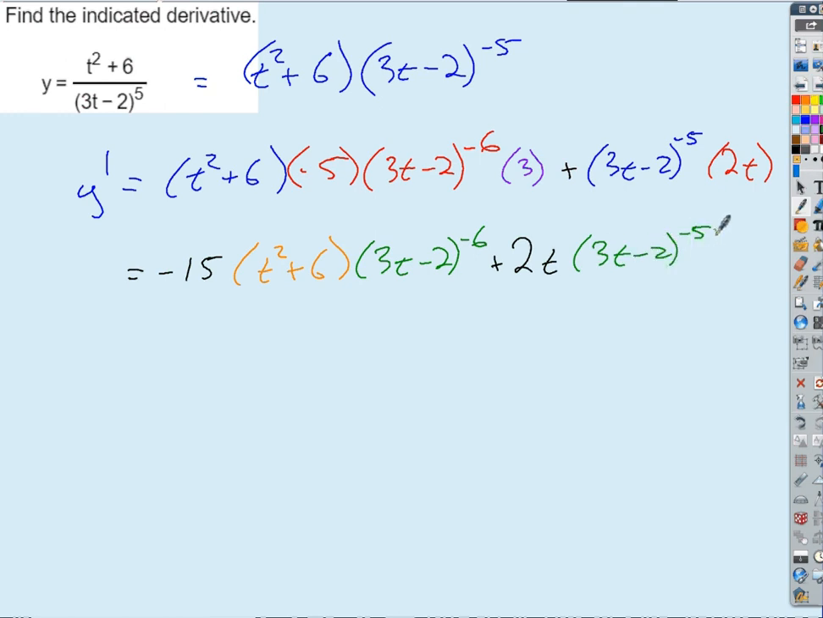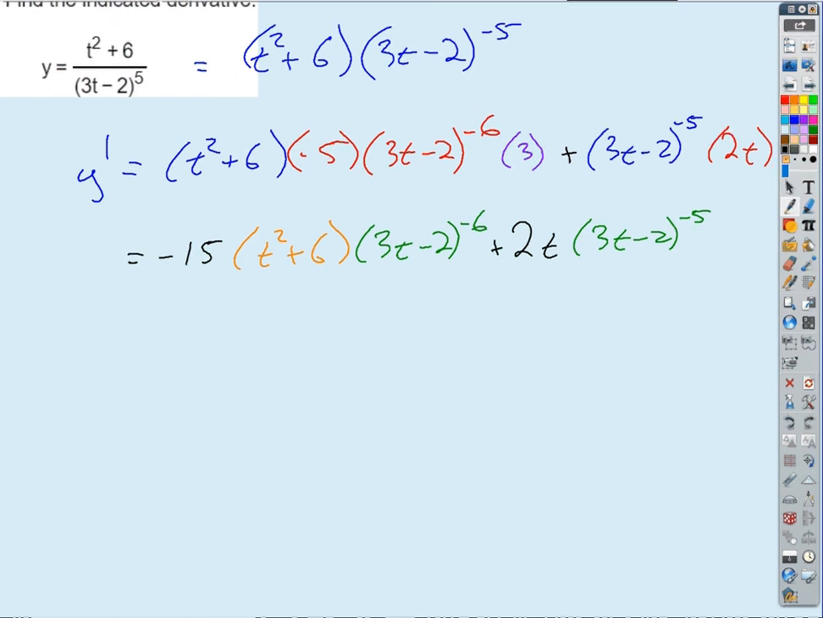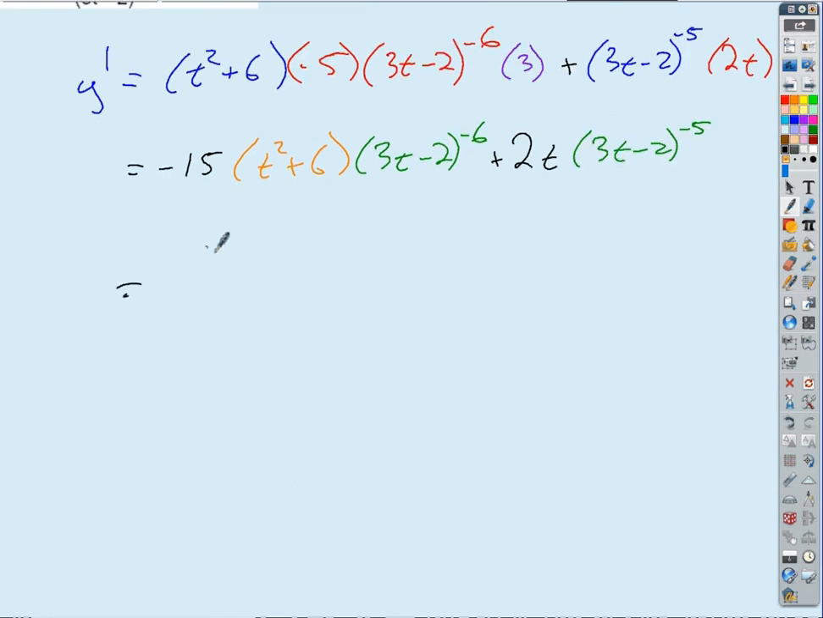Okay, so what is my only common base here? 3t minus 2 in this case, right? Yes. So that's the one thing I can factor out of both terms. And there's no numerical common factor. So if I factor out that base, first of all, what power of that base can I factor out? Negative 6. Good, it's because it's got to be the least common factor, the smaller of the two, right? -6 is a smaller power than -5. So I can take out a -6.